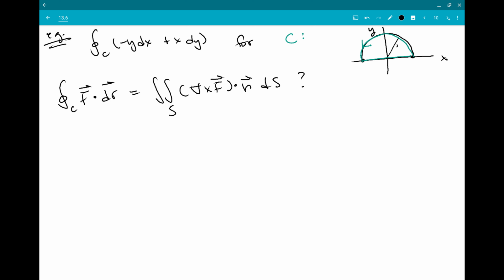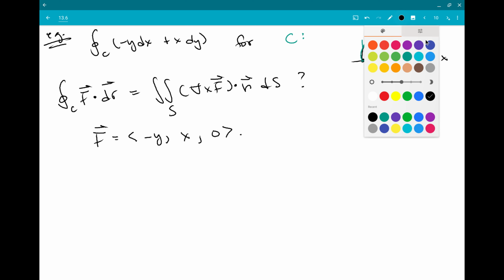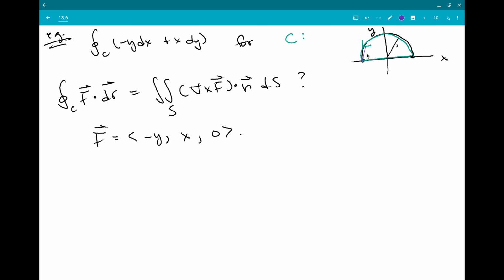And I have to go ahead and identify all the different pieces of this. So my f is going to be minus y in the first component, x in the second component, and there's no z component, so I'll go ahead and write 0 there. And my curve C is given right here. And so I'll go ahead and pick my surface to just be the shaded in part of that circle. So my surface S is the shaded in part of that circle.